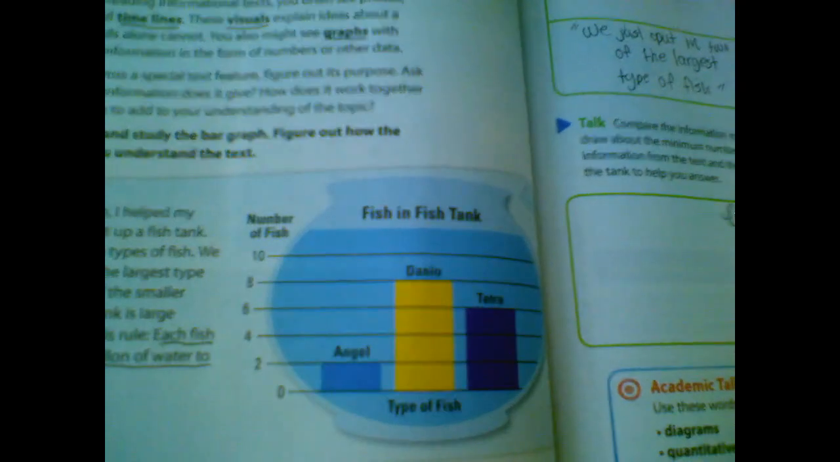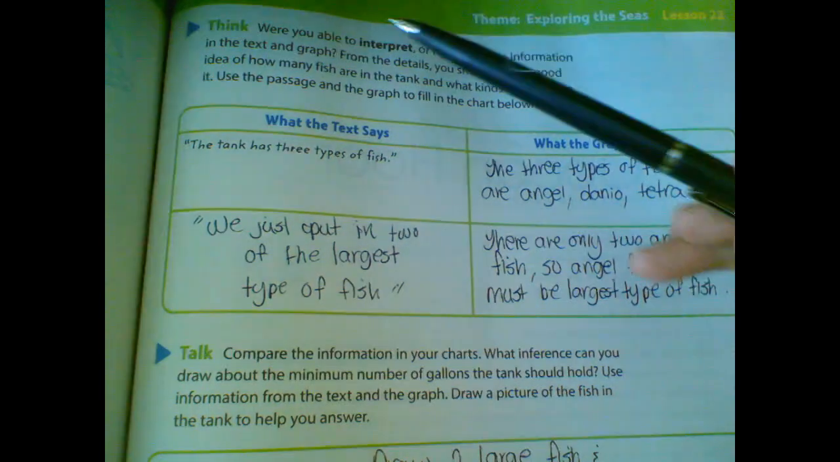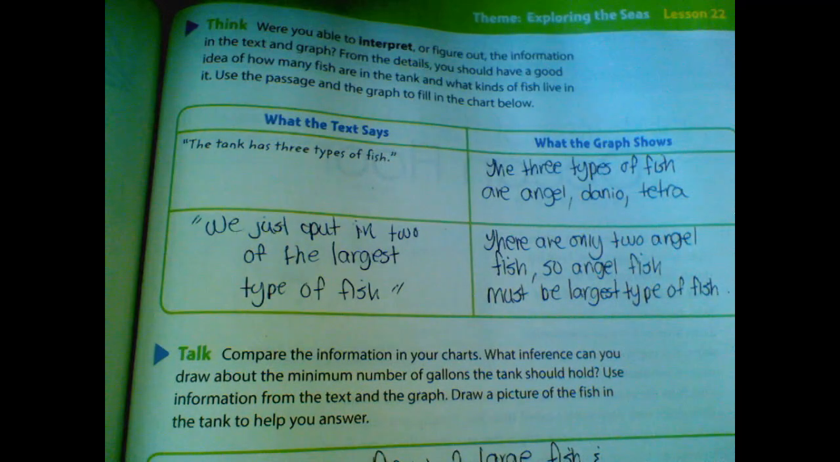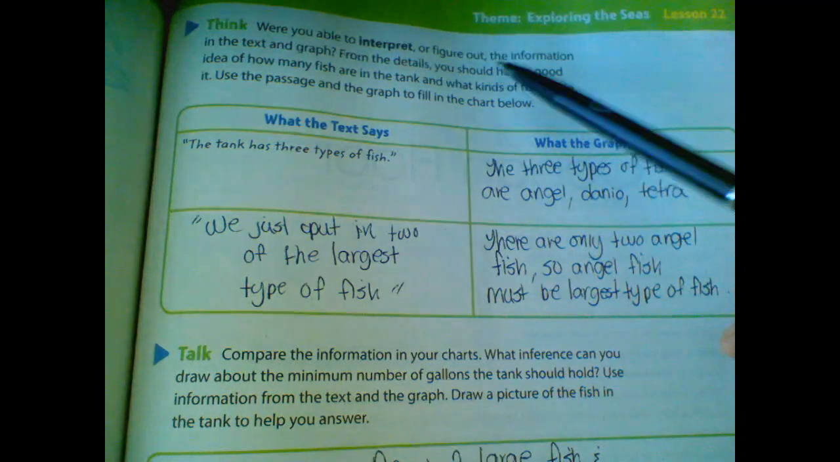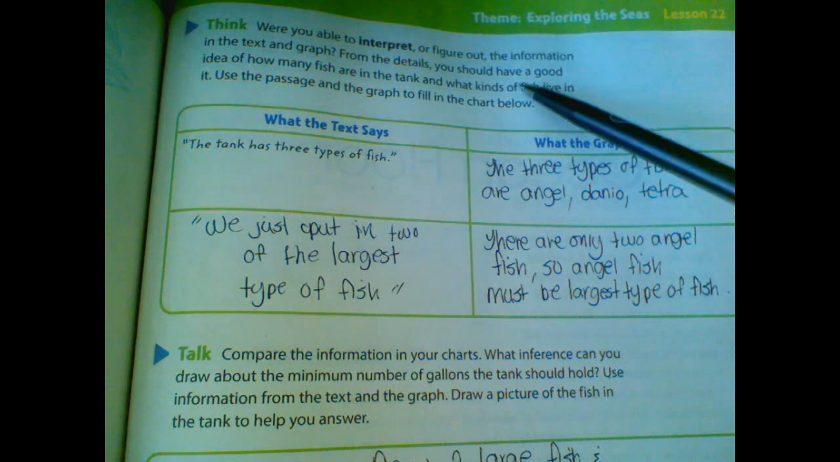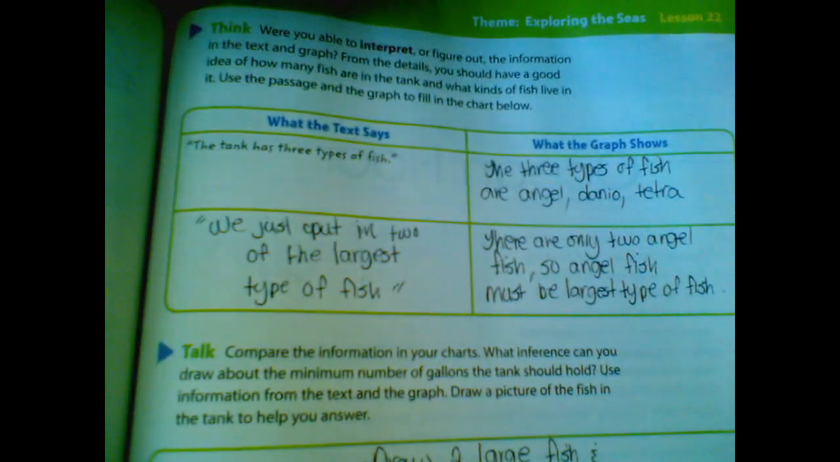Okay, so let's go over and look at my questions. I've already gone through and answered some of the questions. So let's look at these. It says, were you able to interpret or figure out the information in the text and the graph? From the details, you should have a good idea of how many fish are in the tank and what kinds of fish live in it. Use the passage and the graph to fill in the chart below.